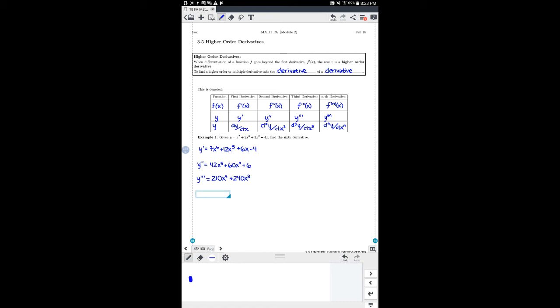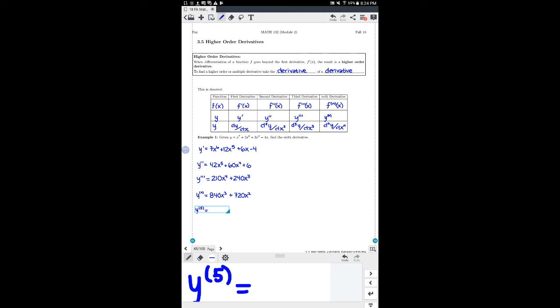And now I'm going to write it as y superscript 4 instead of writing 4 tallies. So I'm going to do 210 times 4 is 840, x cubed, and of course you can use a calculator if you need one, plus 240 times 3 is 720, x squared. And now I'm ready for my fifth derivative. I'm almost there. Got to remember to label it.